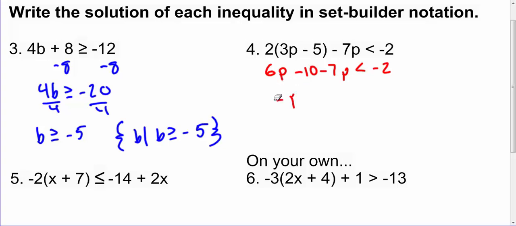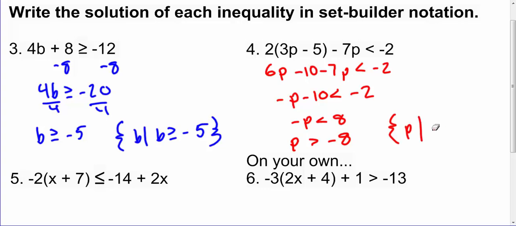Then we'll have negative p minus 10 is less than negative 2. I'm combining like terms. I need to add 10 to each side, so negative p is less than 8. And then we'll divide, or you might think of it as multiplying, by negative 1. So p is greater than, remember to switch that inequality, negative 8. And again, our set builder notation would be something like this: p such that p is greater than negative 8.